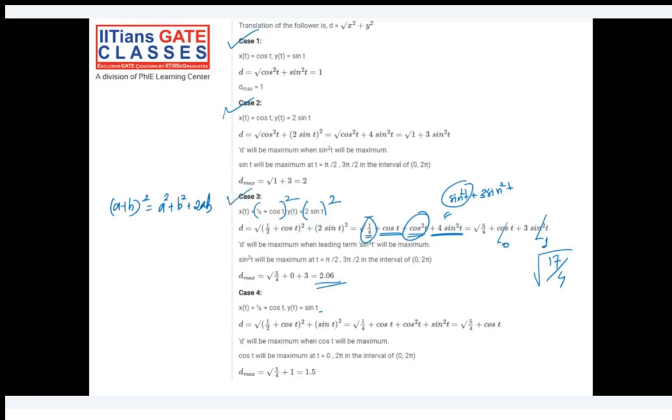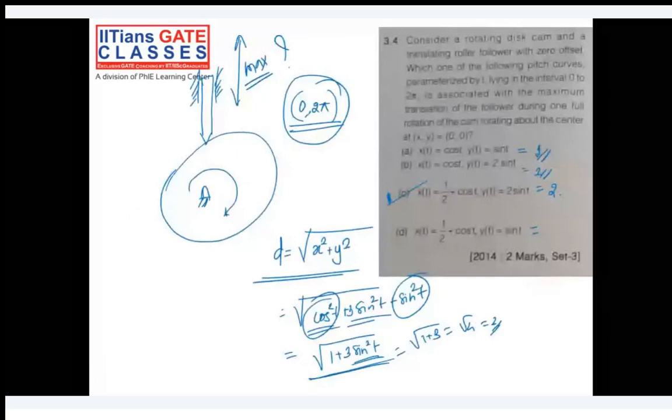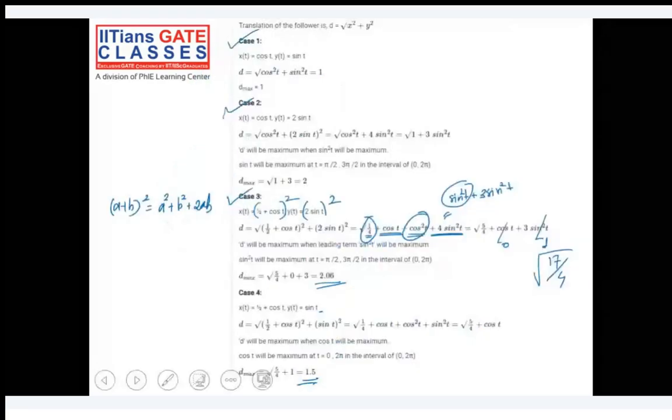Similarly, if you calculate it for case number 4, you will get 1 by 5, 1.5, which is again lower. So that's why you should say here option C is correct. Here is 2.06 and here you are getting 1.5.